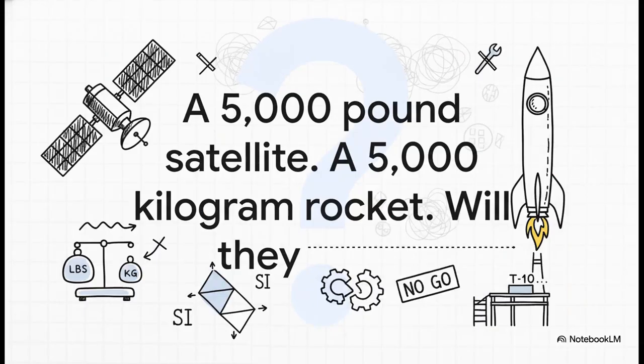So I want you to imagine this for a second. You're the lead engineer. You've got a brand new satellite, and its specs are all in pounds. But the rocket that's supposed to carry it to orbit, that's spec'd out in kilograms. So what do you do? Do you just bolt them together and hope for the best? No way, not a chance. A simple mistake like that isn't just a rounding error. It's how multi-million-dollar projects fail catastrophically. And that's exactly why understanding units is completely non-negotiable for us.